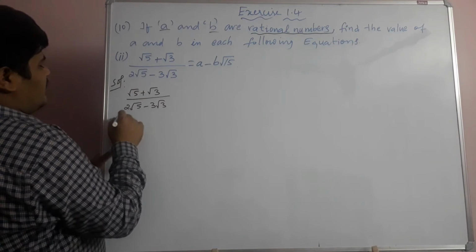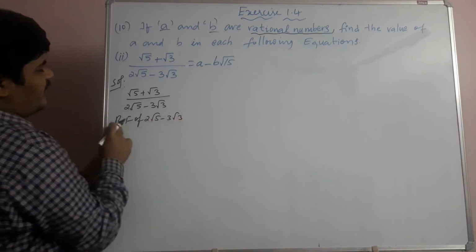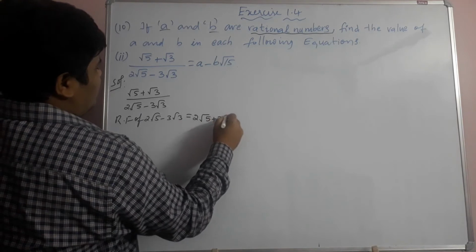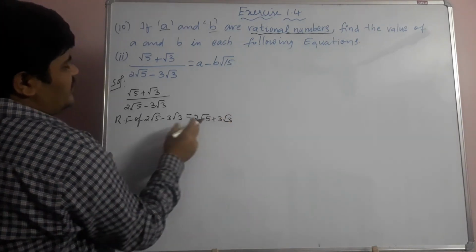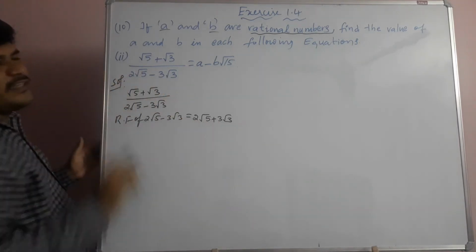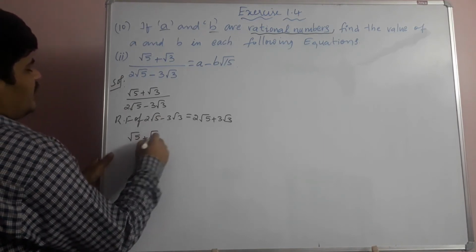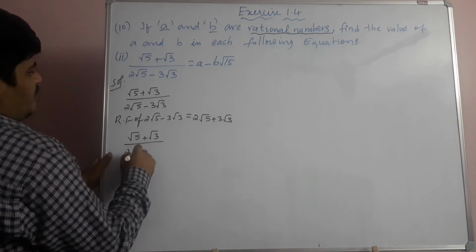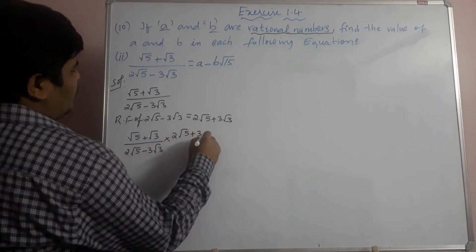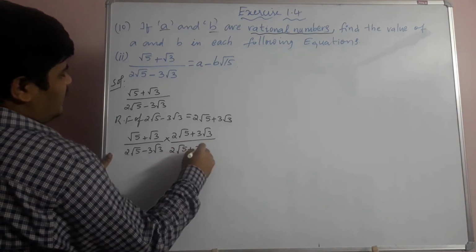Okay. And its rationalizing factor. I am taking 2 root 5 minus 3 root 3. The rationalizing factor of 2 root 5 minus 3 root 3 is equal to 2 root 5 plus 3 root 3. Right. So students, now with (2 root 5 plus 3 root 3) by (2 root 5 plus 3 root 3), we have to multiply this expression. Right. So I am taking here (root 5 plus root 3) by (2 root 5 minus 3 root 3) into (2 root 5 plus 3 root 3) by (2 root 5 plus 3 root 3).